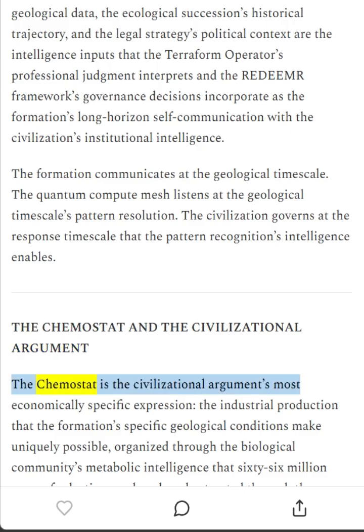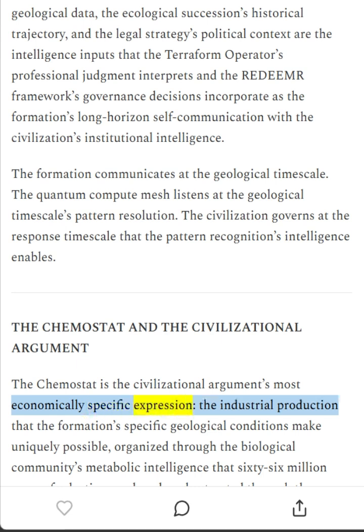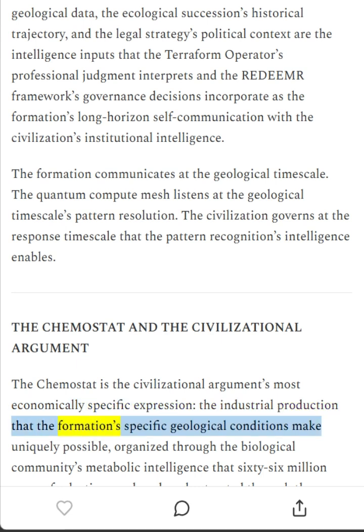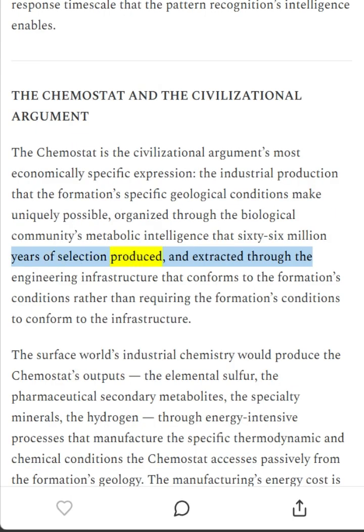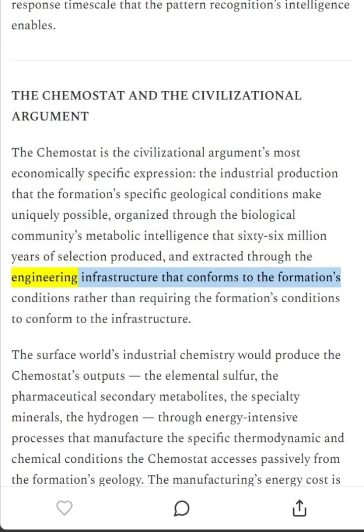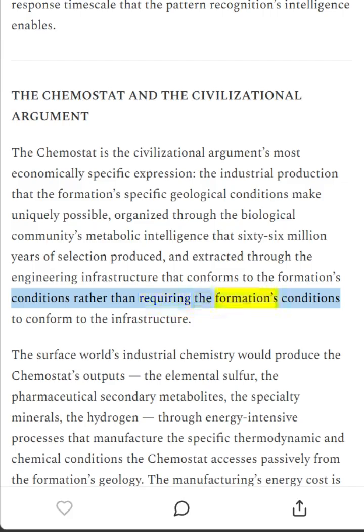The chemostat is the civilizational argument's most economically specific expression, the industrial production that the formation's specific geological conditions make uniquely possible, organized through the biological community's metabolic intelligence that 66 million years of selection produced, and extracted through the engineering infrastructure that conforms to the formation's conditions rather than requiring the formation's conditions to conform to the infrastructure.